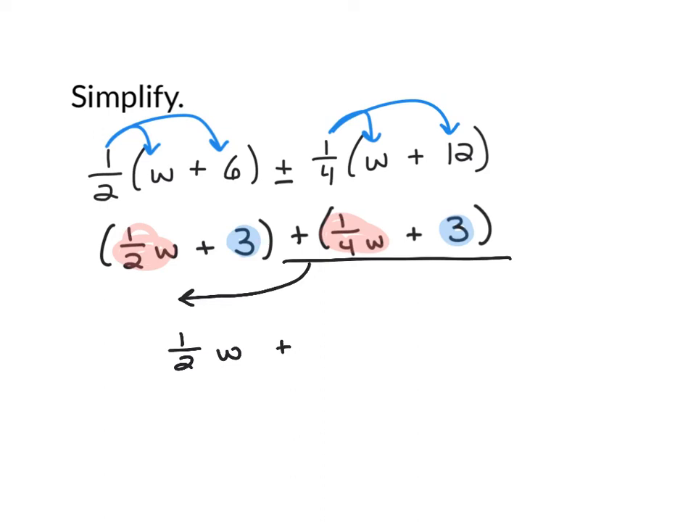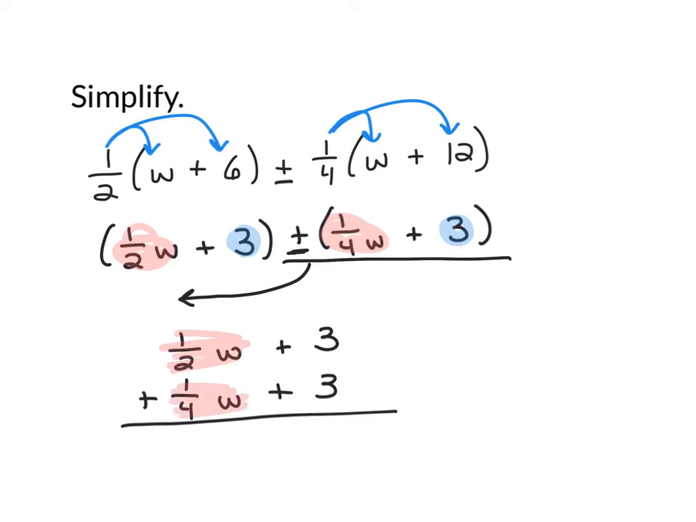So 1/2 w plus 3, plus, right, we write plus, we have 1/4 w plus 3, and draw your line. All right, I'm going to highlight our like terms one more time so that you can see what we did and why we did it. We have 1/2 w plus 1/4 w, and then over here we're going to add 3 plus 3. All right, well, the 3 plus 3, that equals 6.